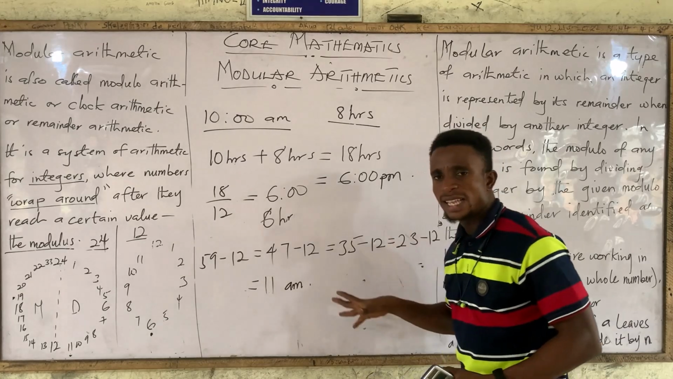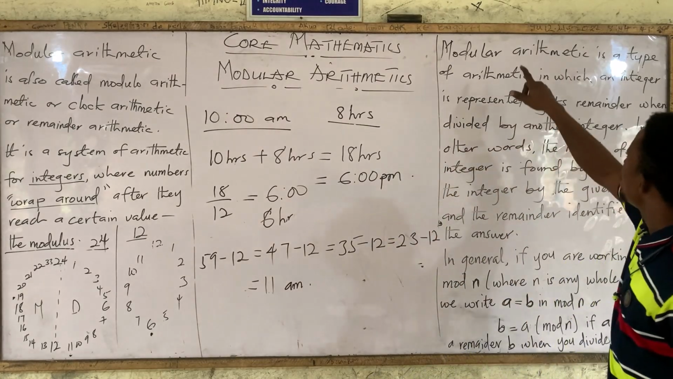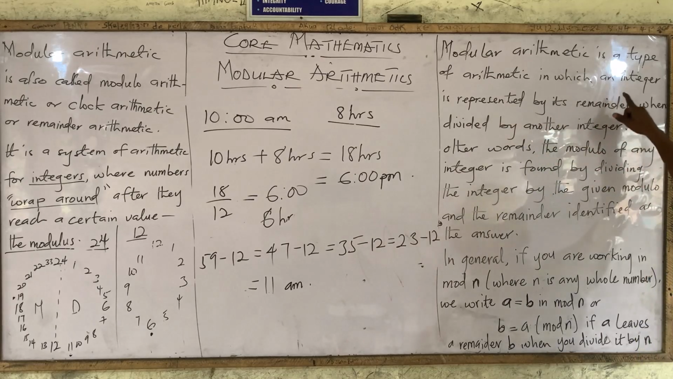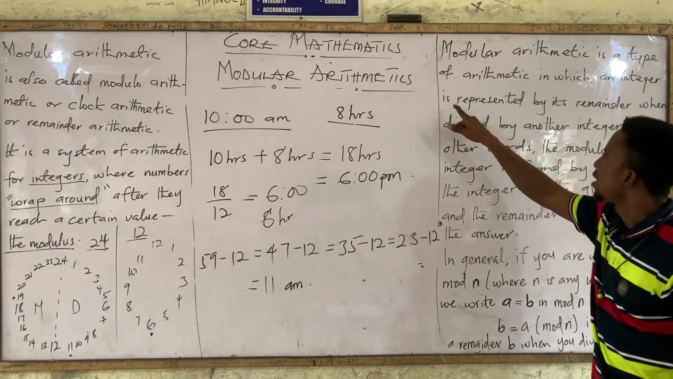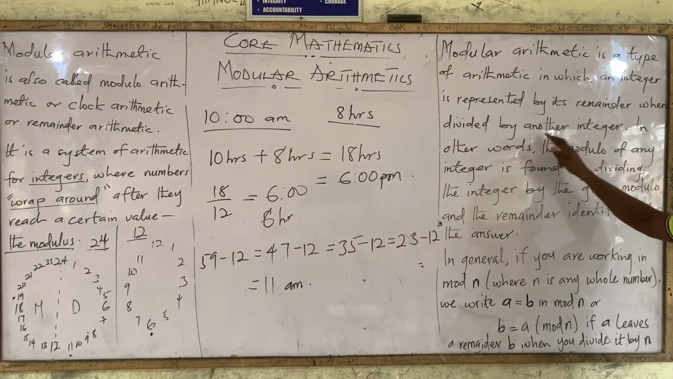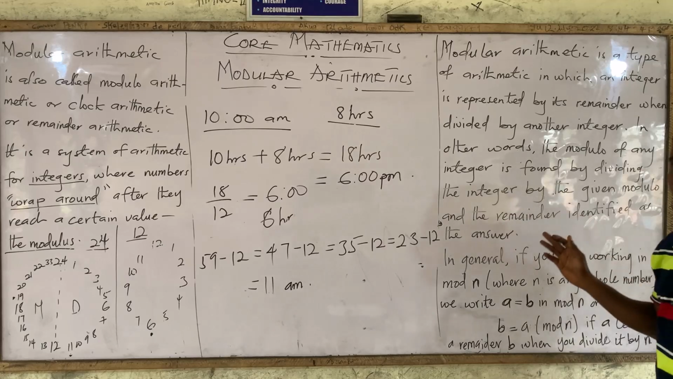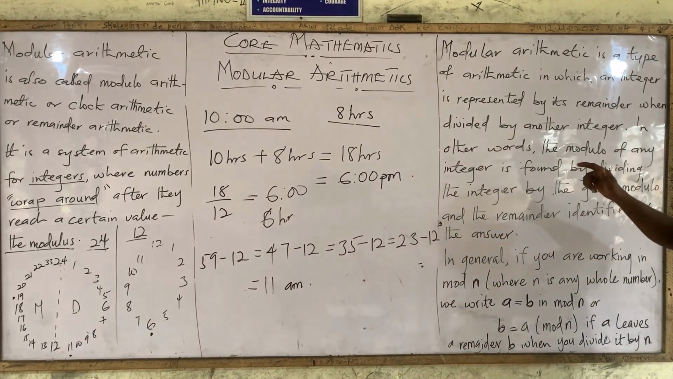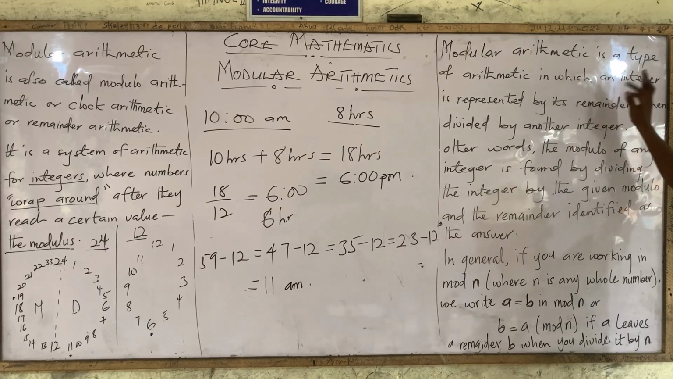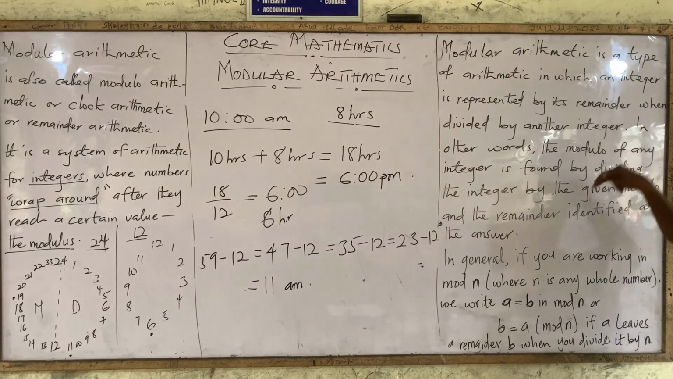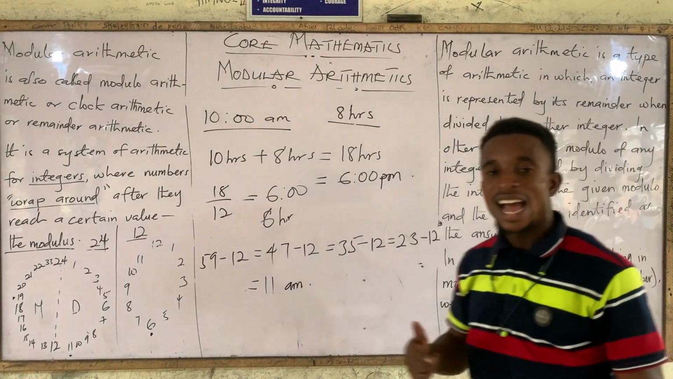Based on all these ideas, we can say that modular arithmetic is a type of arithmetic in which an integer is represented by its remainder when divided by another integer. Are we getting that? So what is what? We said it is an arithmetic in which an integer is represented by what? Its remainder when it is divided by another integer.